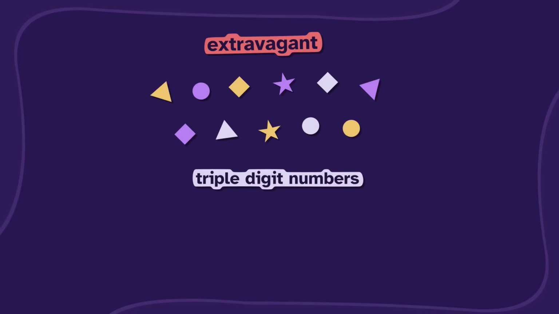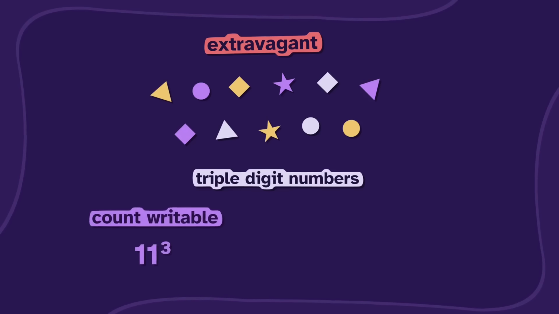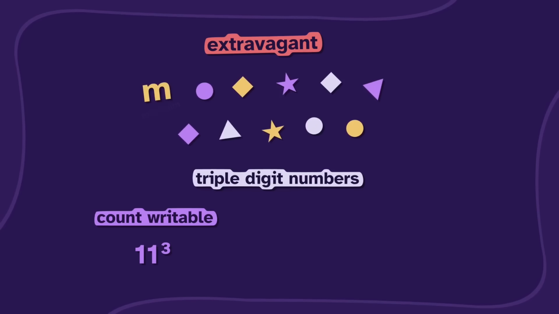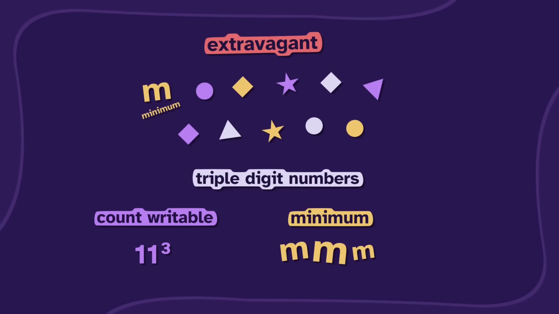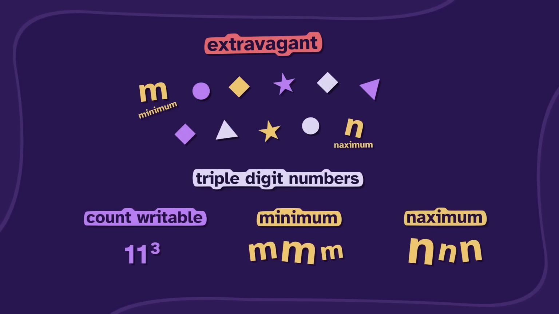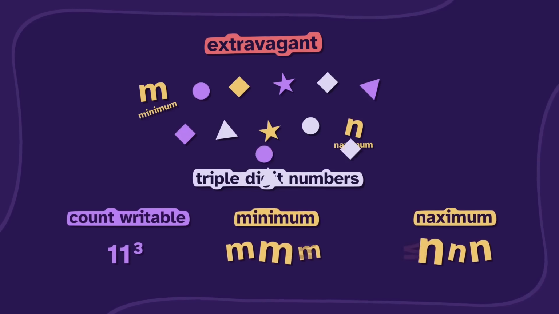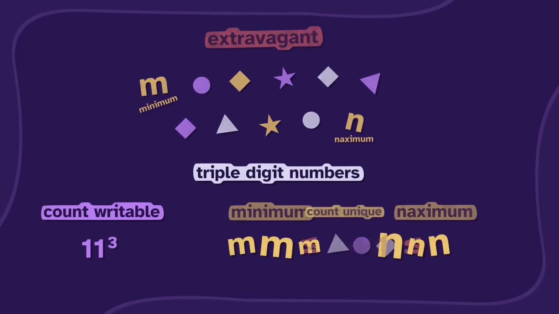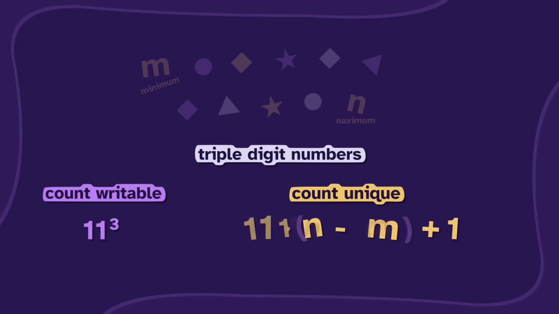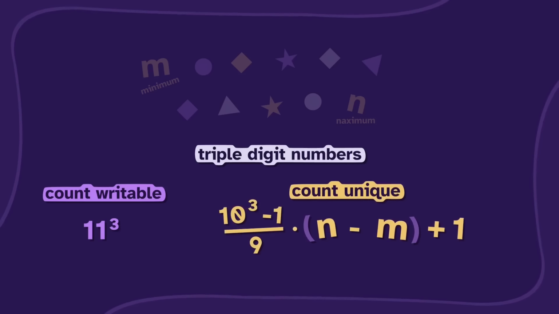Let's think about the triple-digit numbers. The count of writable numbers is 11 cubed. We have 11 options for each digit. If m is the minimum digit, then m and m is the minimum triple. And if n is the maximum digit, then n and n is the maximum triple. Every triple must be between them, so their difference is the count of unique values. Let's pull out the 111 and then make it ugly.